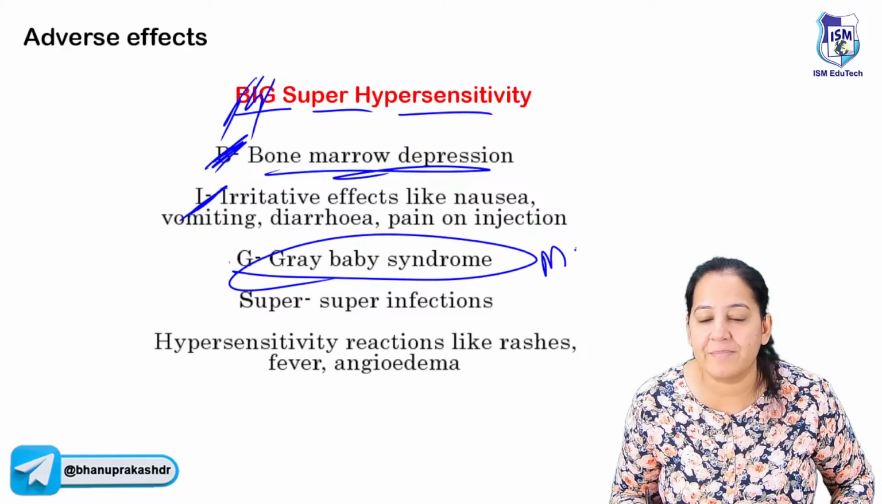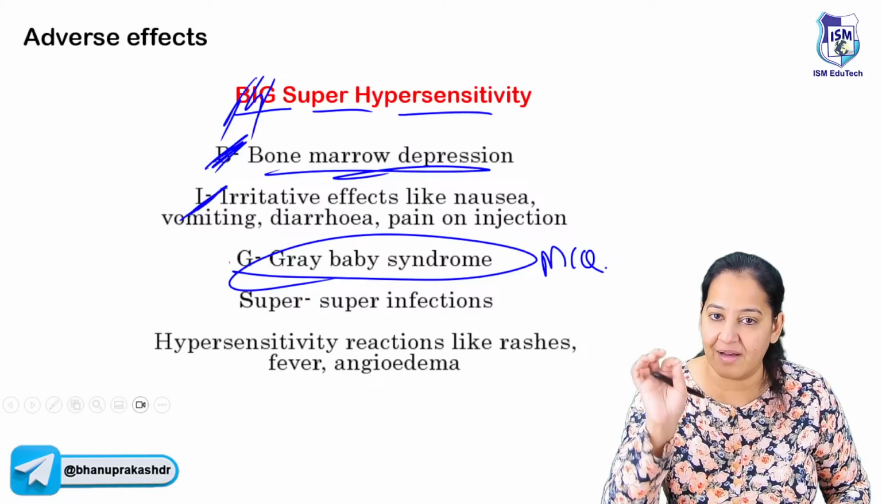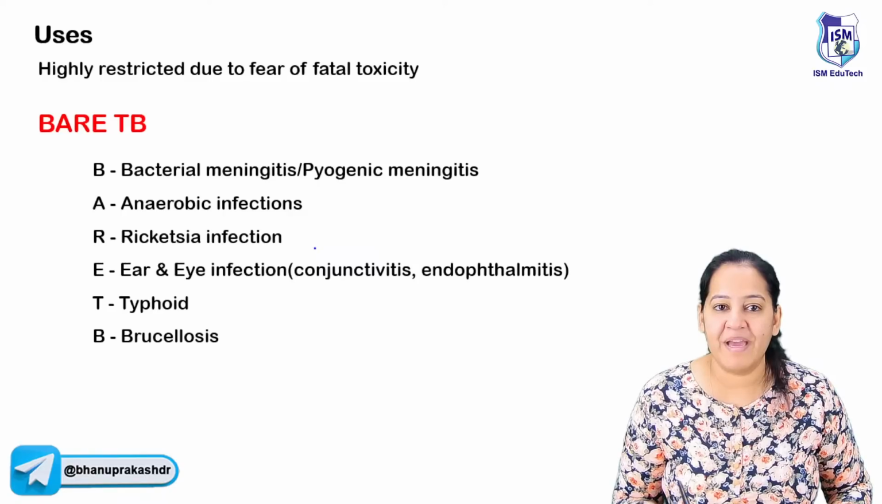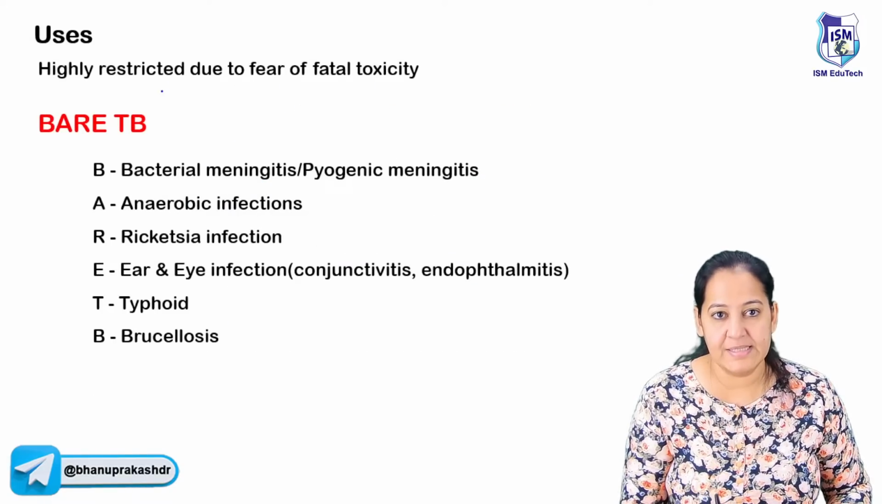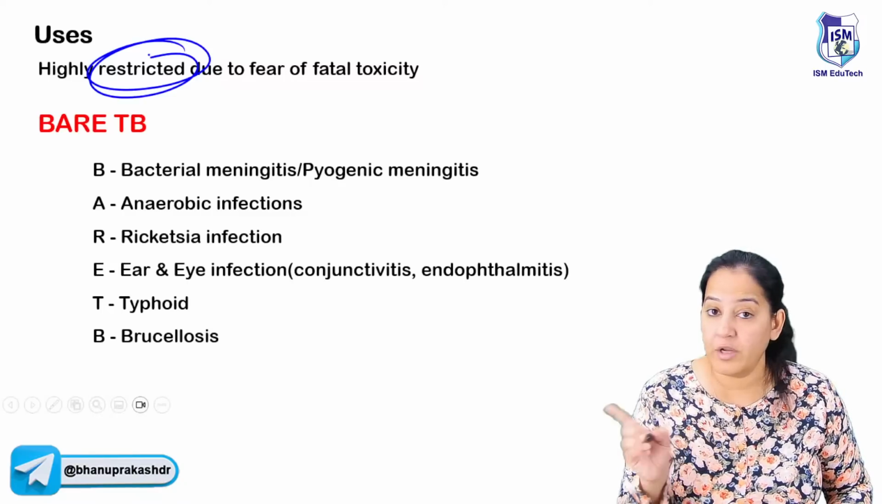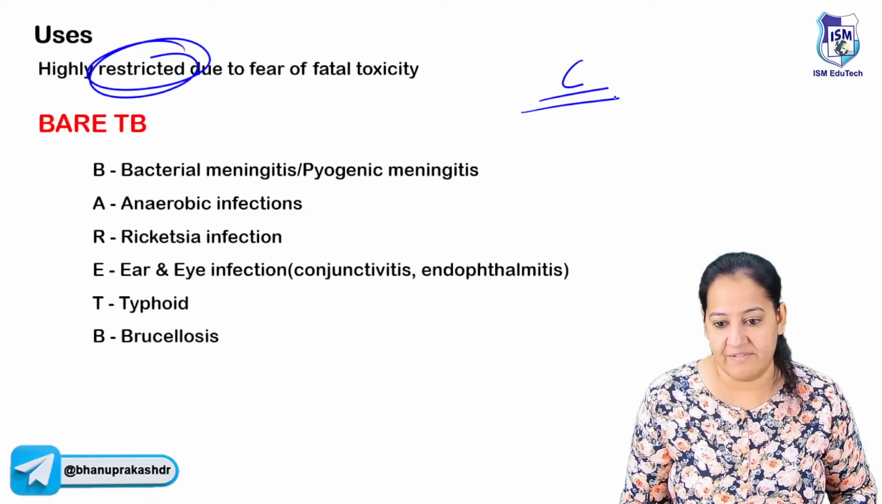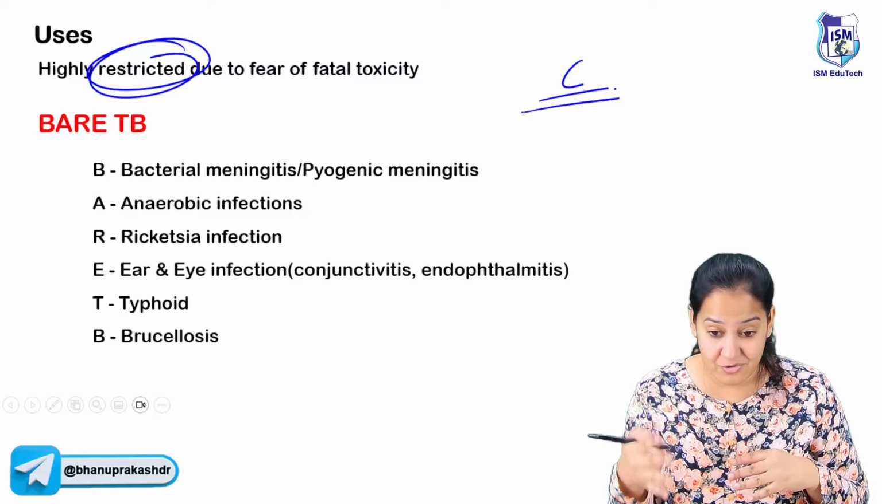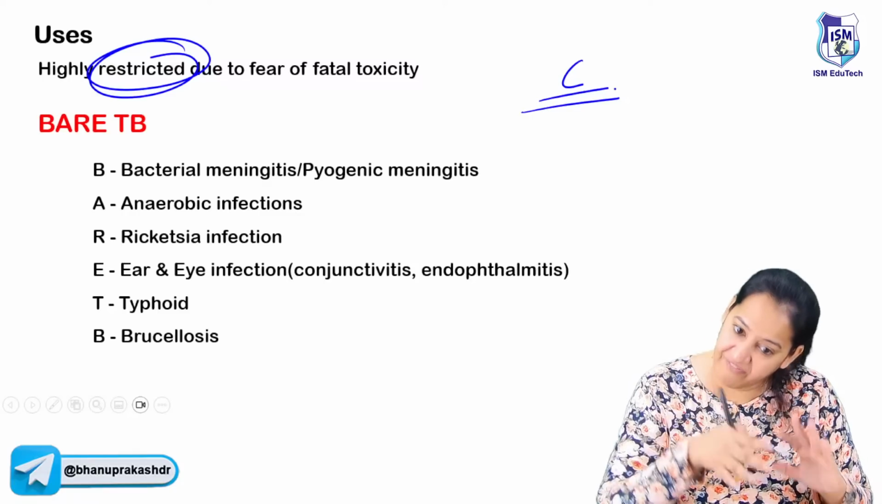It's a very important MCQ. Gray baby syndrome is caused by, answer is chloramphenicol. Super is super infection, hyper is hypersensitivity. So big, super, hyper. And the uses, it's very restricted use. We don't give chloramphenicol if an alternate drug is available. Chloramphenicol is not a drug of choice for any infection. If the first drug or second drug is not working, then we use chloramphenicol.